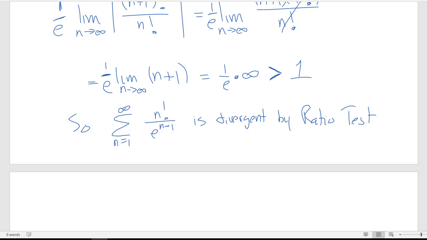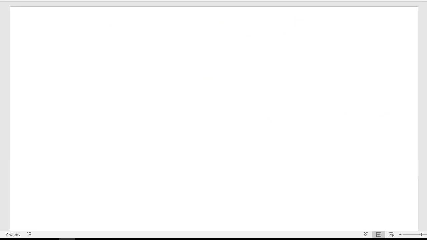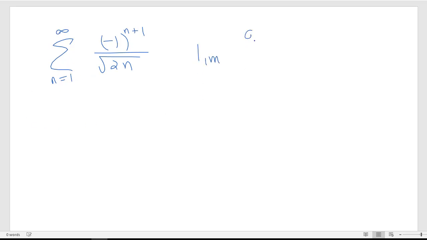All right, let's take a look at a third example. Let's say in this example, I'm looking at the sum of negative 1 to the n plus 1 over the square root of 2n, where n goes from 1 to infinity. Using the ratio test, I'm going to write out the ratio test again in a generic form. We're going to investigate this limit. If this limit is greater than 1, it's divergent. If this limit is less than 1, it's absolutely convergent, and thus convergent. If this limit equals 1, we have no conclusion. So I'm going to go ahead and write out the limit here.